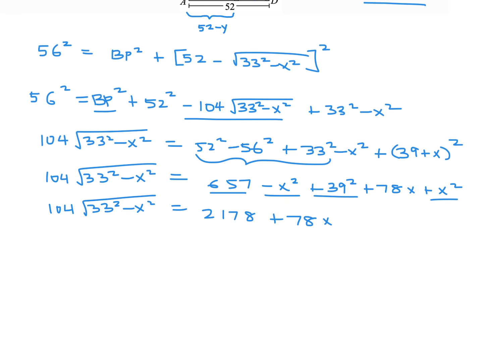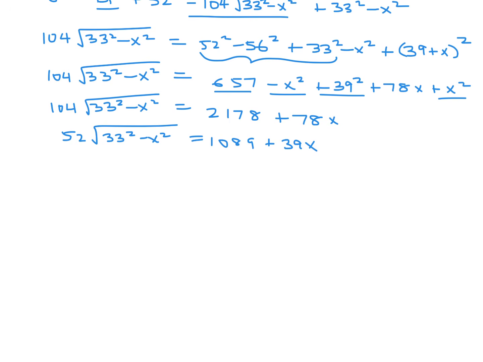Okay, so let me just double check this. Hold on. 2178, 78x, 104, all times the root of 33 squared minus x squared. Okay, I probably could divide through by 2. Not sure how much that helps. And that's going to be 1089 plus 39x. Okay, now I think I'm ready to square. Ooh, these are going to be big numbers. Yeah, this is just an algebra question, and it's really just testing your algebraic skills. It's really just Pythagoras. Okay, so let's square all this stuff.